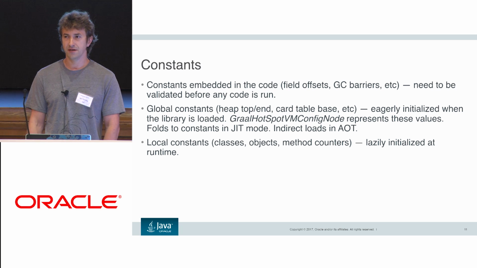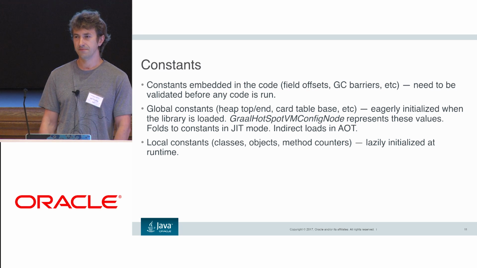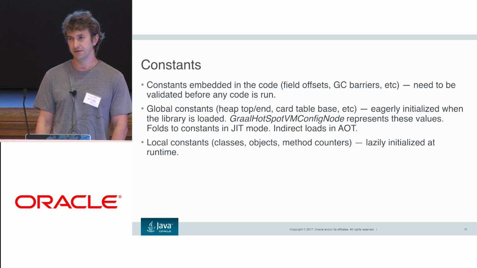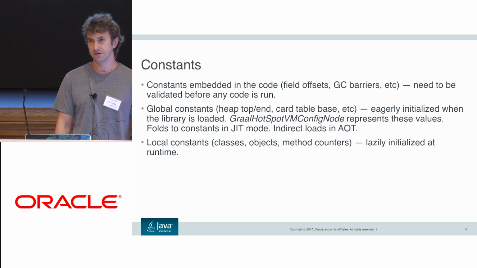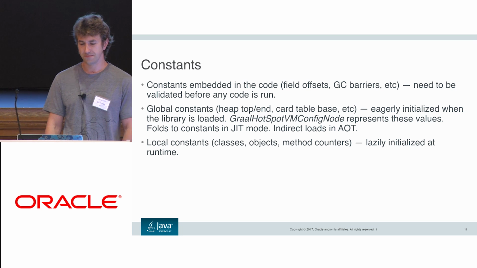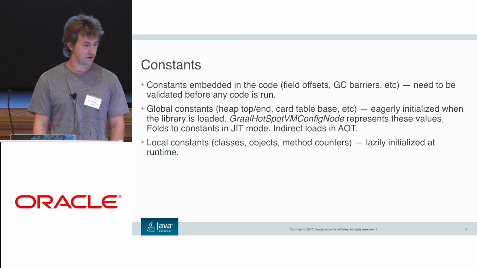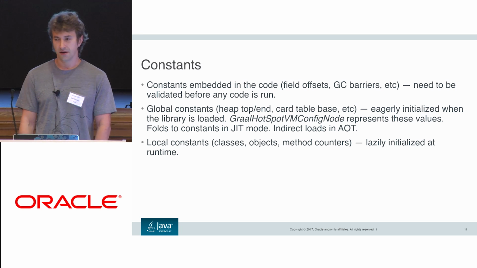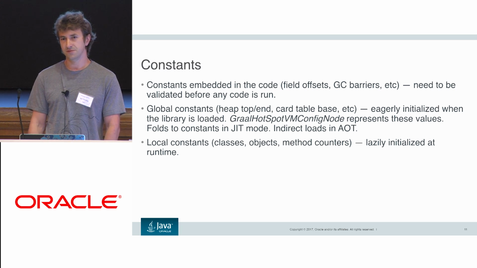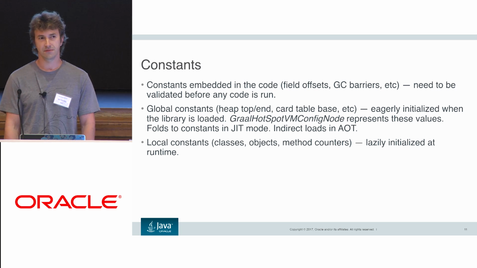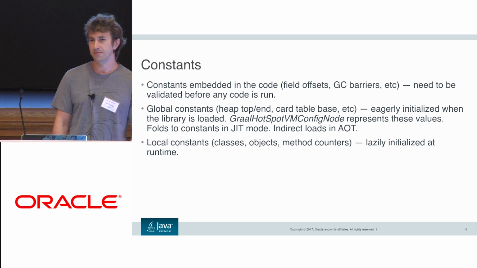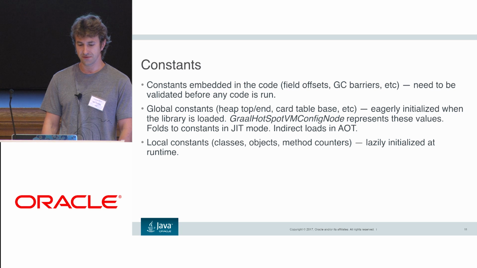At a high level, there are three kinds of constants that we have to deal with. There are performance-sensitive constants that actually can be embedded into the code and speculatively assumed to be never changing. Those are things such as field offsets, GC barrier choices, etc. We validate those constants when we load the library. We depend on class fingerprinting, heap layout parameters, command line flags, basically the state of the VM to verify those.